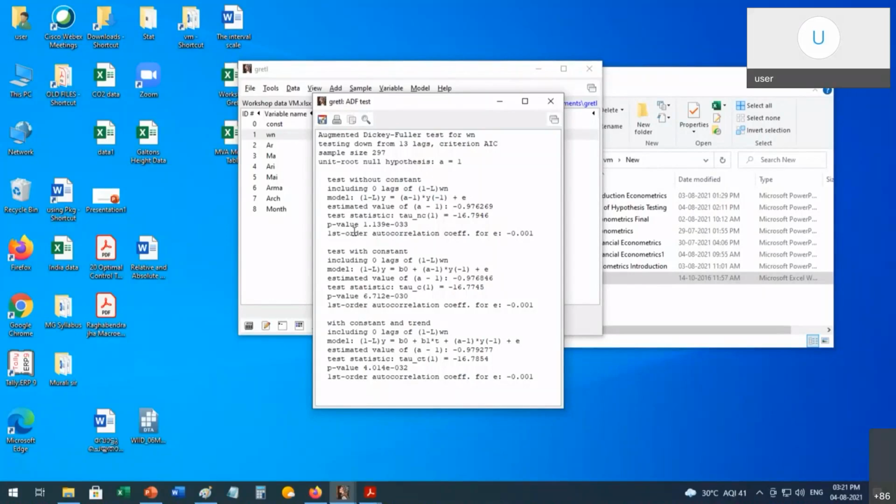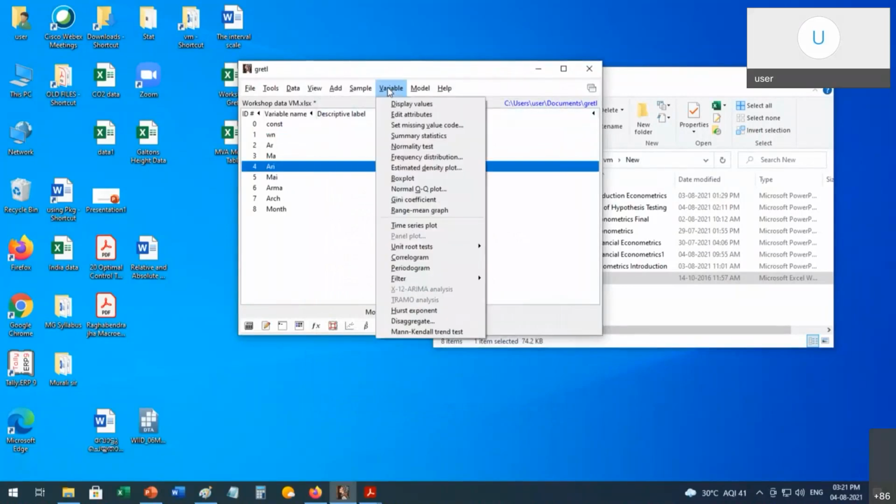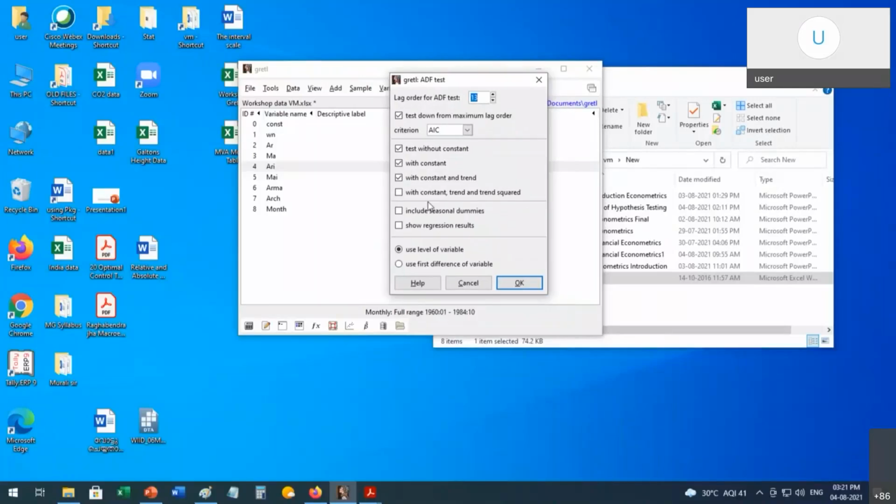Now let us go to the fourth variable. Okay, this I am removing. The fourth variable, ARI. Go to the variable, unit root test, ADF. Of course, we are doing all the three. Then click OK. Use level of variable. Click OK.